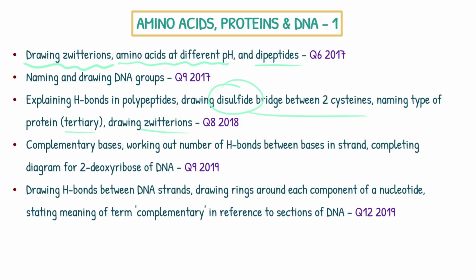Okay, next up, complementary bases in DNA, working out the number of hydrogen bonds between bases in a strand of DNA, and completing a diagram for 2-deoxyribose of DNA. Okay, this is a very DNA-heavy question right here. Next up, drawing some hydrogen bonds between DNA strands, drawing rings around each component of a nucleotide, so you've got to separate into the specific components, and state the meaning of the term complementary in reference to sections of DNA.